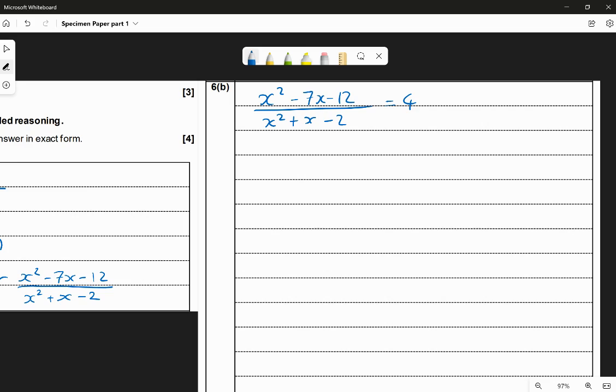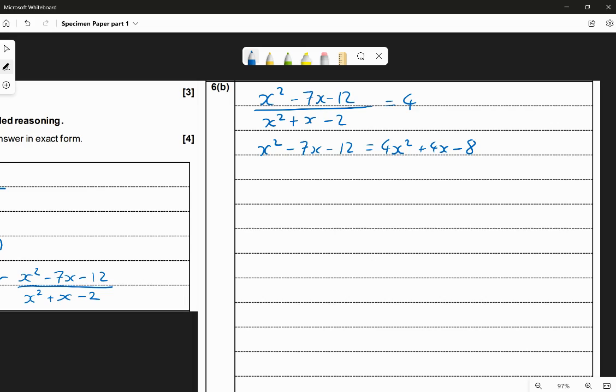Okay, so I'm going to multiply by the denominator, both sides. So I will get x squared minus 7x minus 12 equals 4 lots of x squared plus x minus 2. So that becomes 4x squared plus 4x minus 8.